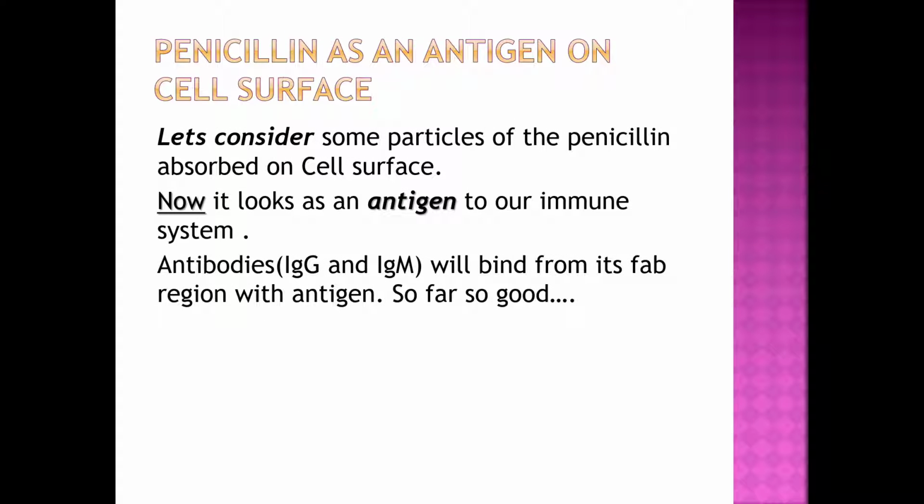Let's consider penicillin as an example. Penicillin is a drug, an antibiotic, that usually helps our body to fight against bacteria. When a part of the penicillin is absorbed on the cell surface, this part of penicillin looks like an antigen to our immune system. Antibodies will be released from the blood circulation, and the antibody, from its Fab region, will bind to the antigen.